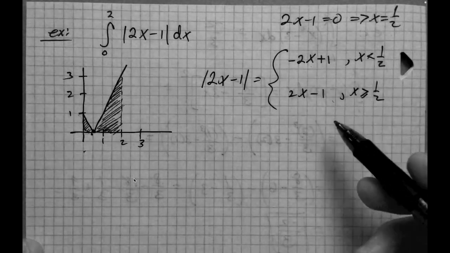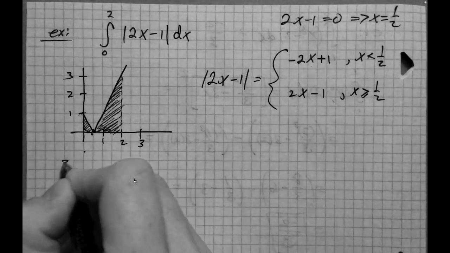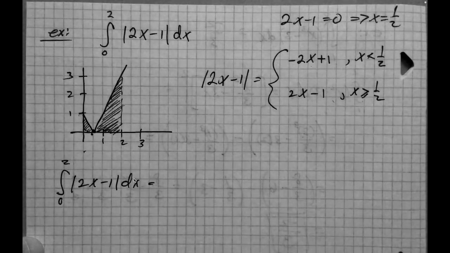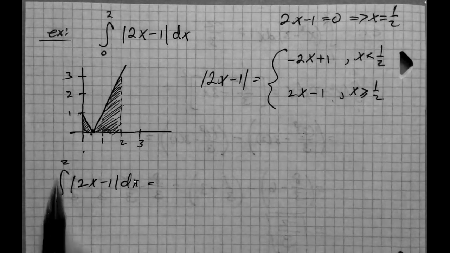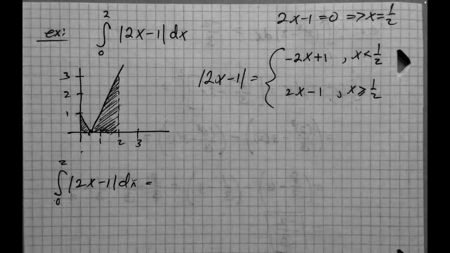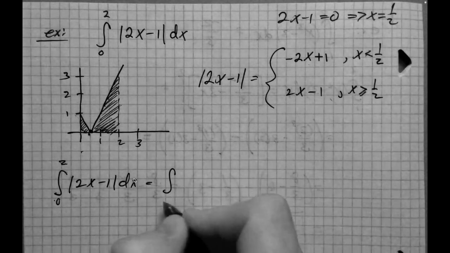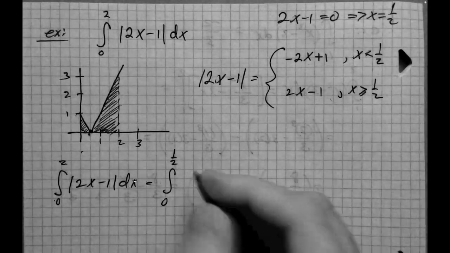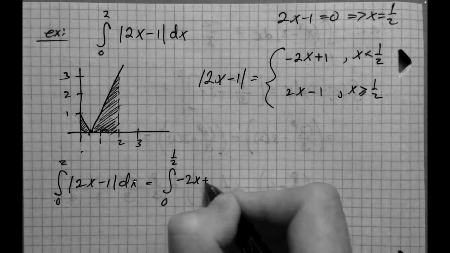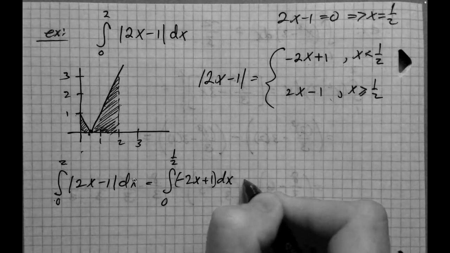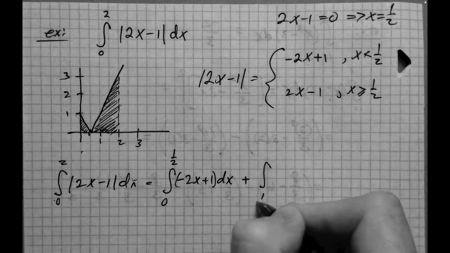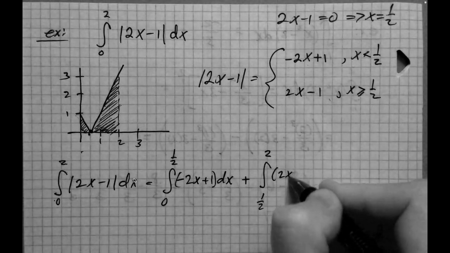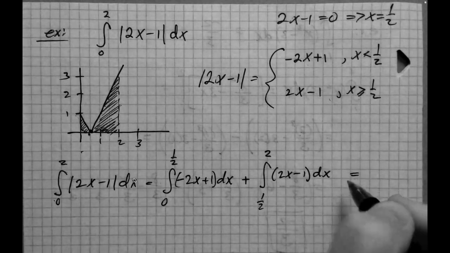Okay, so you can set it up like this, and so then we can use this nice property of definite integrals where we can break the range of the integration into two pieces, or however many pieces. In this case, just two. So we'll go from 0 to 1/2, and over that interval, the function looks like this: negative 2x plus 1. And we're going to add to that the upper section from 1/2 up to 2, and over that interval, it's 2x minus 1. Okay, so it looks like that.